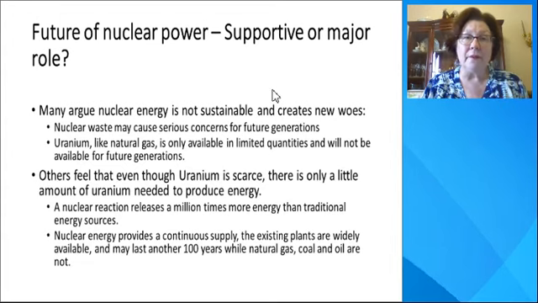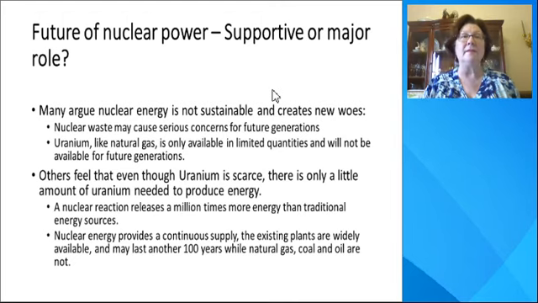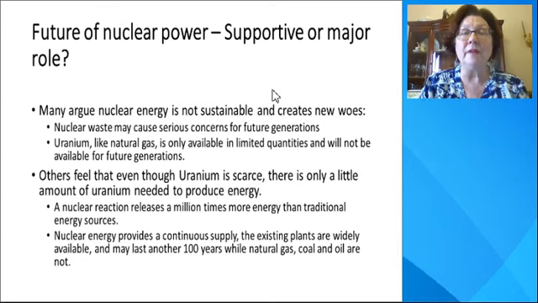What is the future of this power source? Is it a supportive role? Is it a major role? Is it not a role at all? Many people argue that nuclear energy is not sustainable and creates new woes. The waste can cause serious concern in the immediate future, but for future generations, as I mentioned, the monitoring of the waste has to go on for thousands of years. Uranium, like natural gas, is only available in limited quantities, and it won't be available for future generations.